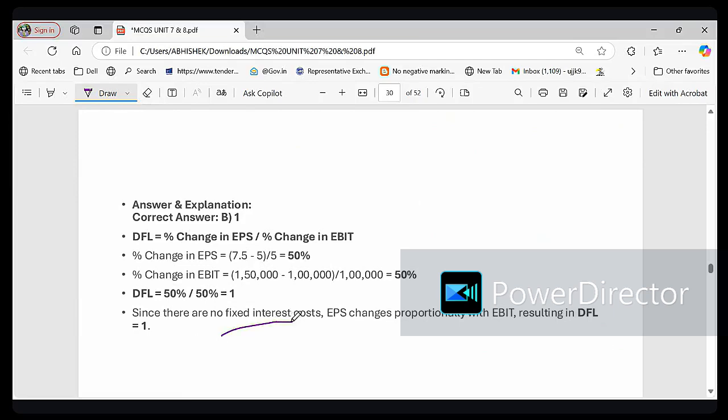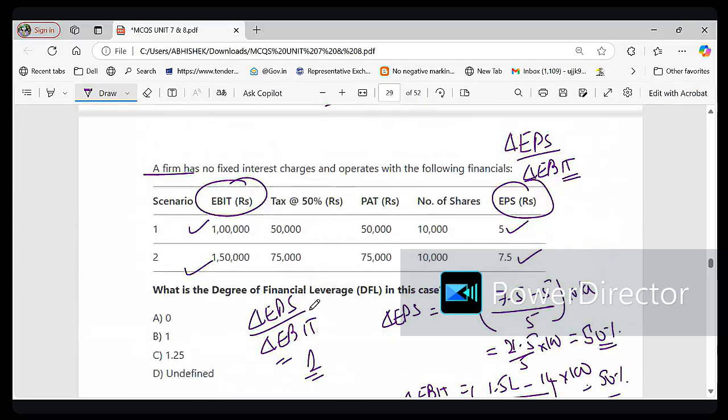So there is no fixed interest cost. Why is it 1? There is no interest. You see any interest component here? There is no interest cost. And whenever there is no interest, no financial leverage is there, you need not calculate anything. No need to calculate anything.